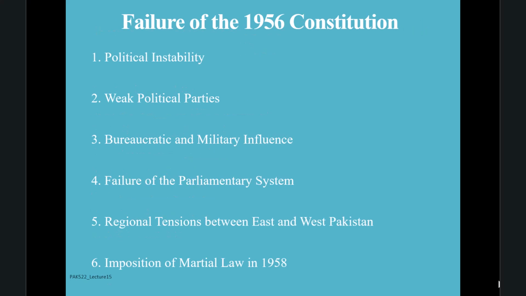So student, now we will discuss the failure of the 1956 Constitution, 1956 का आइन क्यों नाकाम हुआ था. Number 1, political instability. One of the main reasons for the failure of the 1956 Constitution was political instability. Between 1956 and 1958, several prime ministers came to power in a short period, which made it difficult to maintain stable governance and implement constitutional provisions effectively.